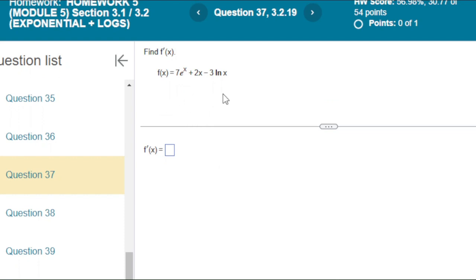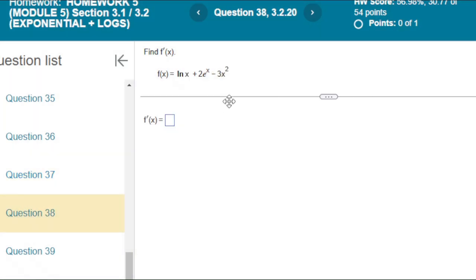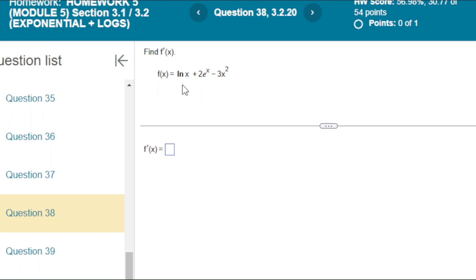Okay, this one is very similar to the previous one, so we'll move on. This one is also similar here, but let's actually just do it. The derivative of natural log of x is 1 over x. And then plus, well, the derivative of 2e to the x will be 2e to the x. And the derivative of 3x squared is just 6x. So we have -6x.